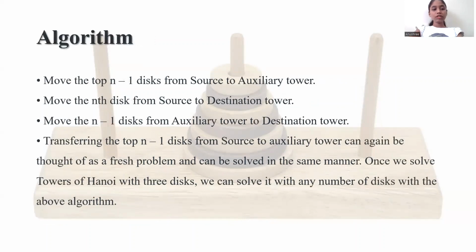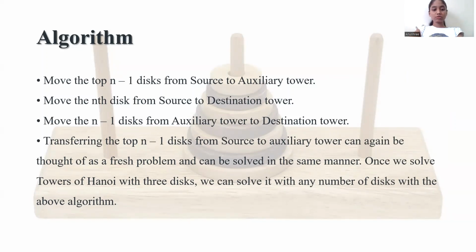Algorithm. Move the top n-1 disks from source to auxiliary tower, which means we are moving the n-1 disks from source to temporary, that is the auxiliary tower. Move the nth disk, the larger disk, from the source to destination tower directly. Move the n-1 disks from the auxiliary tower to the destination tower. That means the n-1 disks from the temporary tower are moving to the destination tower.